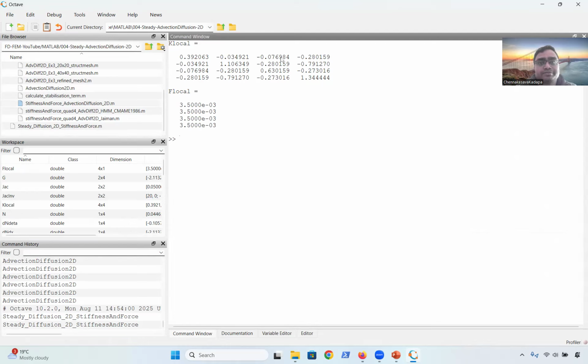If the stiffness matrix is not symmetric, then you made a mistake. If the contribution to the force vector is not equally distributed, like they are not the same, then there is a mistake. So these are some ways to check and debug your code. There is also another check that we can do.